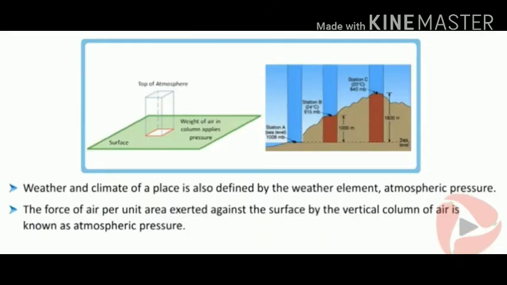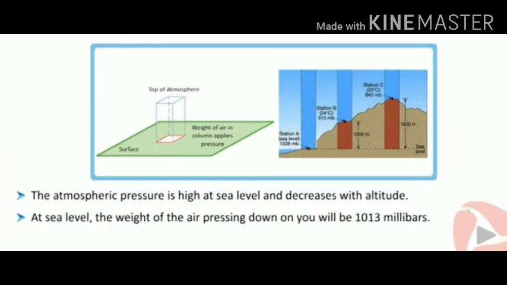Next is atmospheric pressure. The weather and climate of a place is also defined by the weather element, that is atmospheric pressure. The force of air per unit area exerted against the surface by the vertical column of air is known as atmospheric pressure. You can see the diagram which makes it clearer. The atmospheric pressure is high at sea level and decreases with altitude. At sea level, the weight of the air pressing down on you will be 1013 millibars.